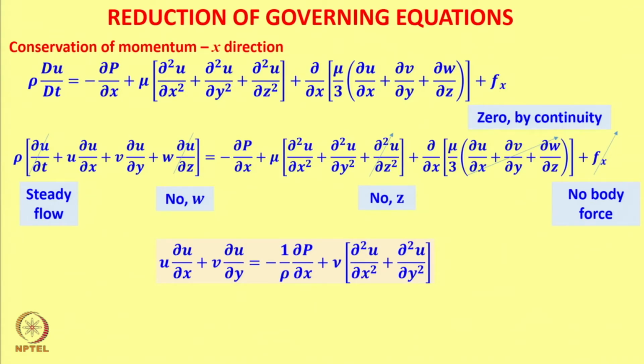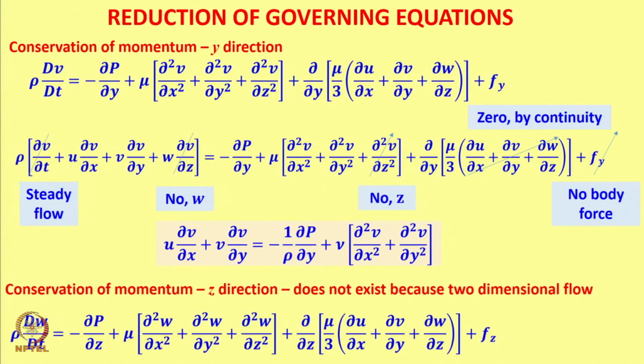So, the right hand side reduces to minus 1 by rho del P by del X plus nu times del squared U by del X squared plus del squared U by del Y squared. Now, let us take up the Y momentum equation, again back to slides.